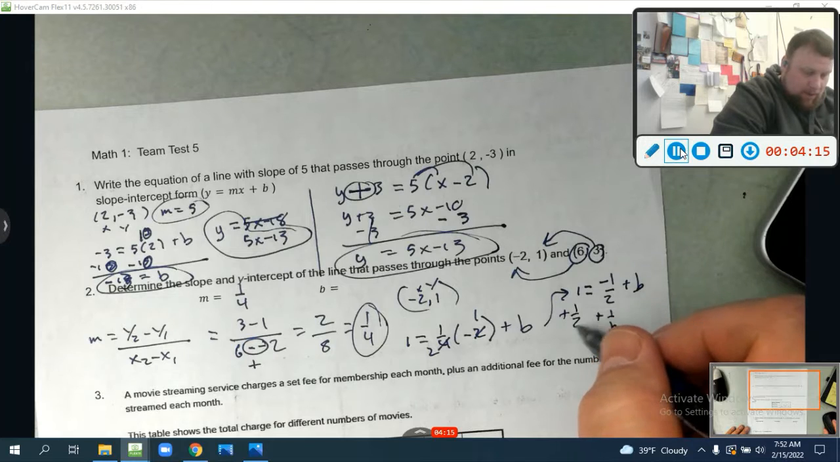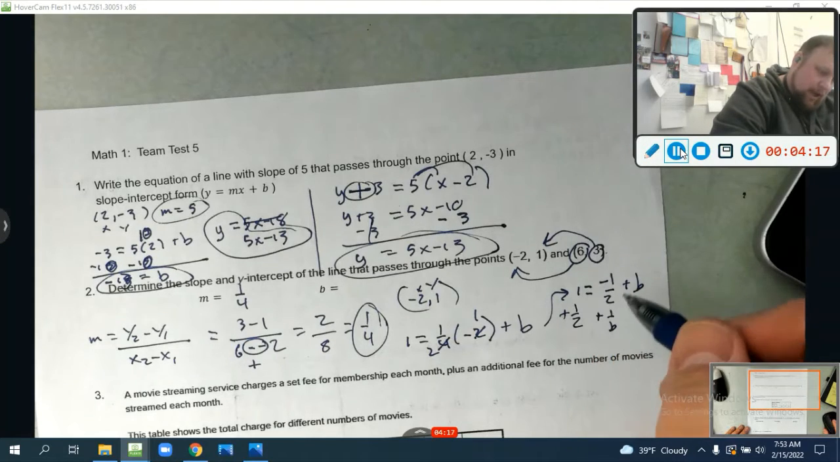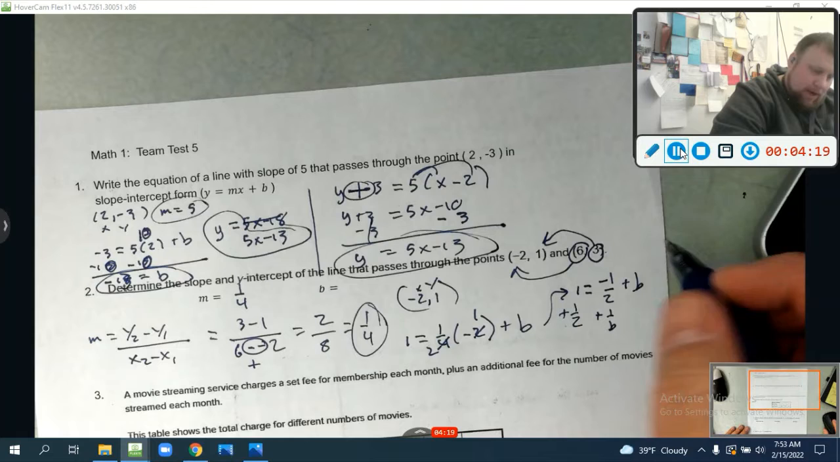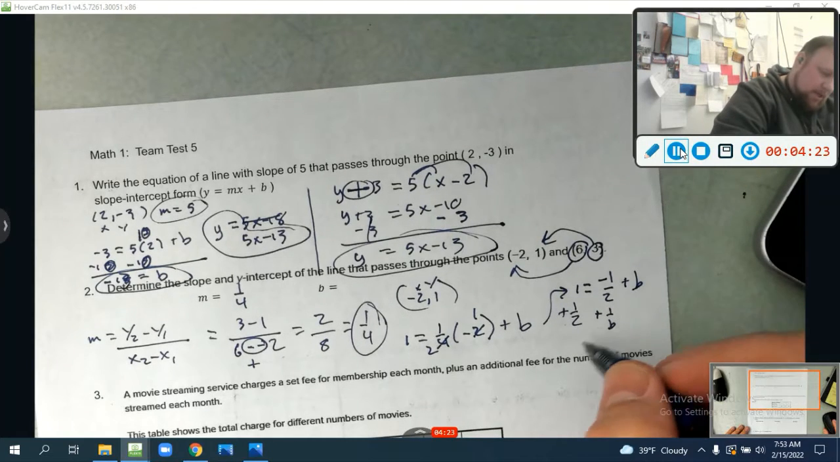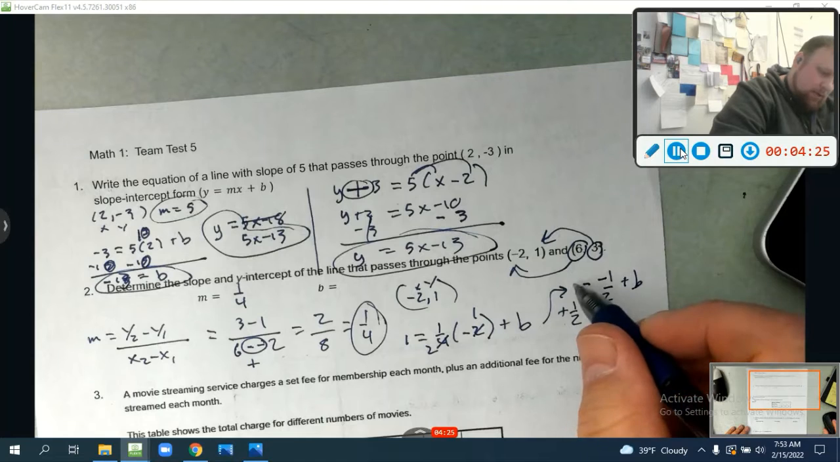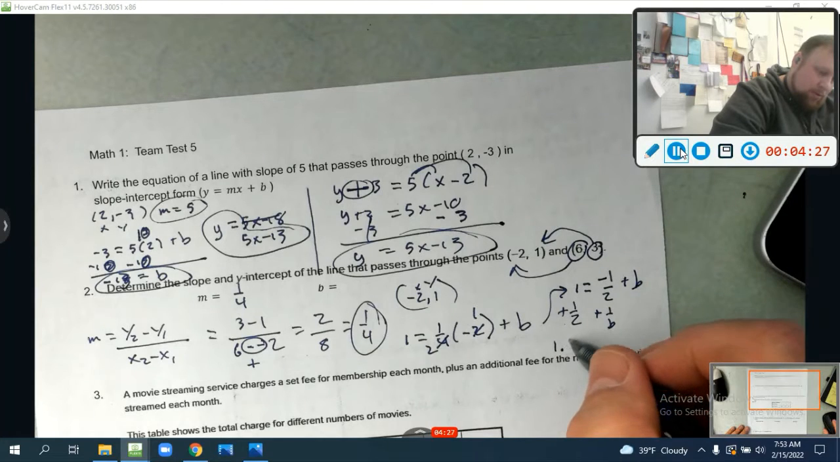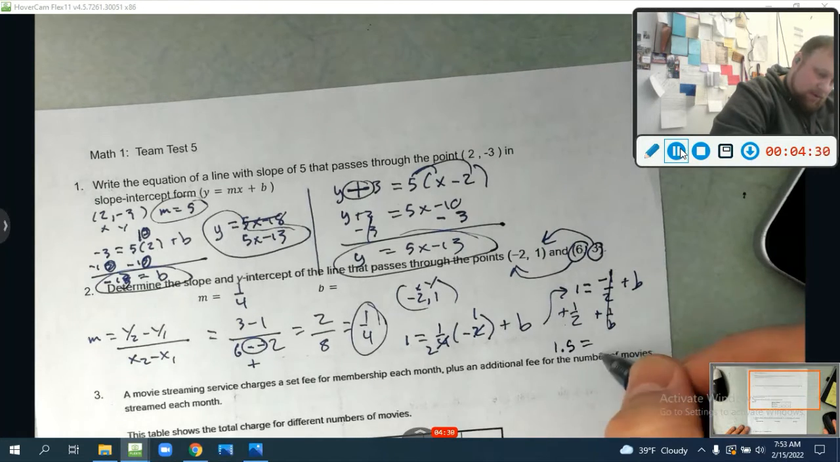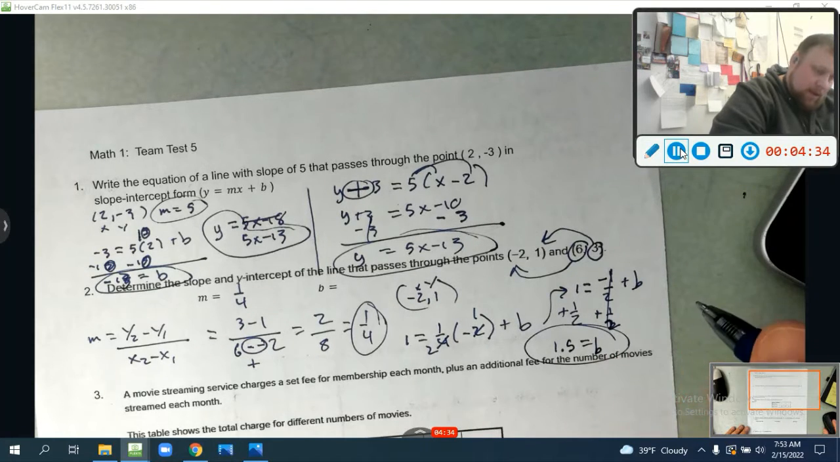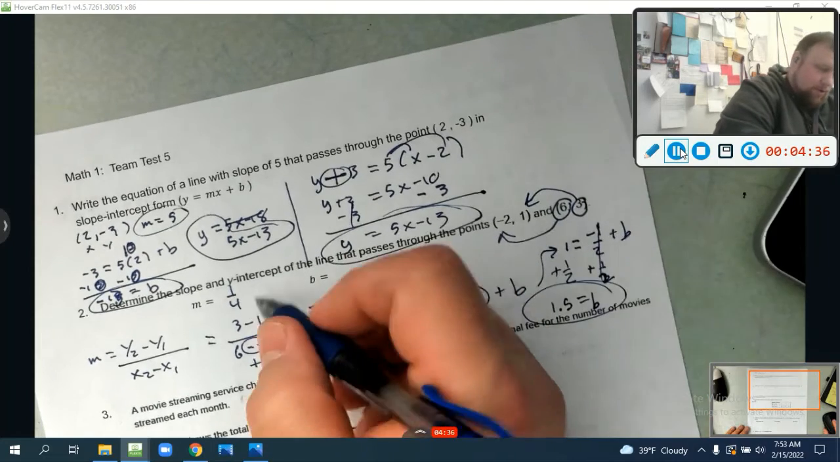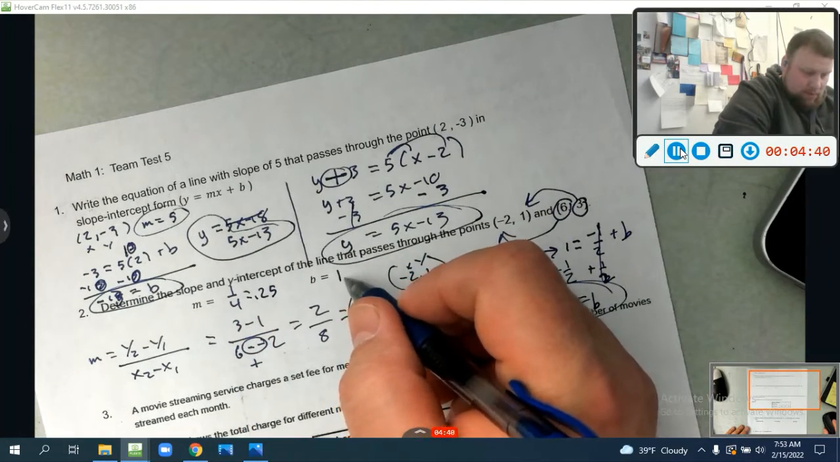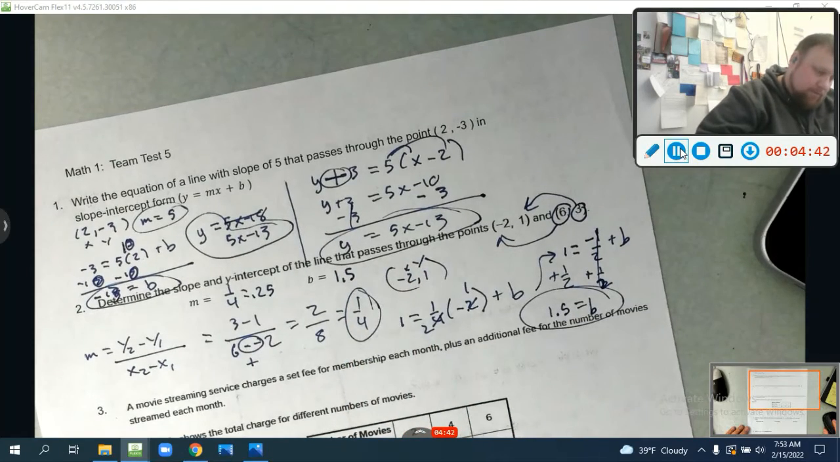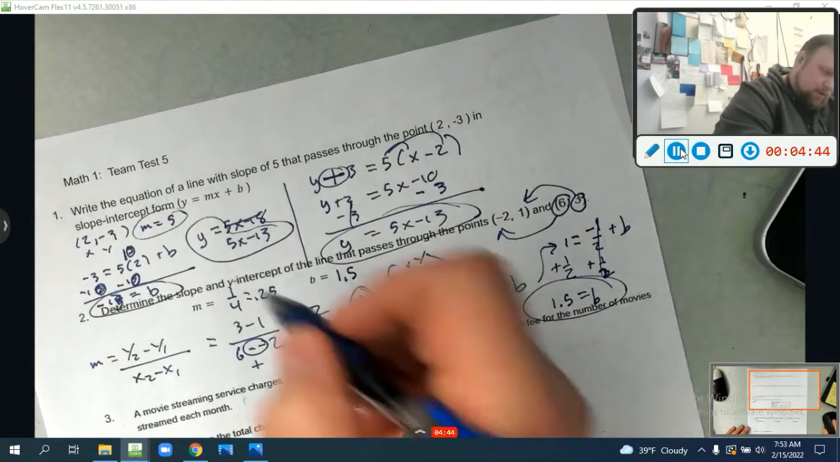Add 1/2. Now, I can change this to halves, which I'm just going to add 0.5. Well, how about I just change it to 0.5? I think I'm going to do that. So I'm going to end up with 1.5 equals b. And if that's true, I can also say the slope is 0.25, right? 1.5 and 0.25. There we go. No problems. We got those down.